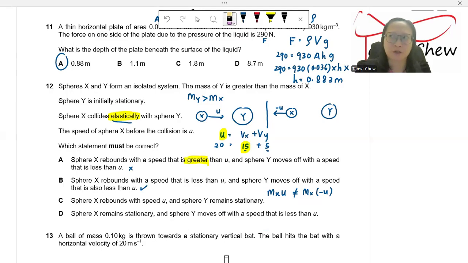So if you think about it logically, you take a smaller object and collide it with a larger object. How can the smaller object be stationary and move the larger object? Most of the time, the smaller object will rebound or move together, but since this is elastic, maybe not sticking together, maybe mass of Y will move a little bit, but mass of X will also be moving. So this is a little bit not logical. So D cannot be the answer. Therefore, I choose B as the answer.